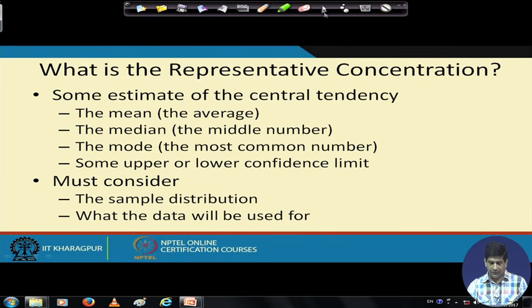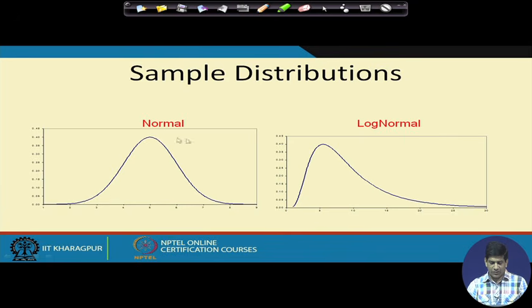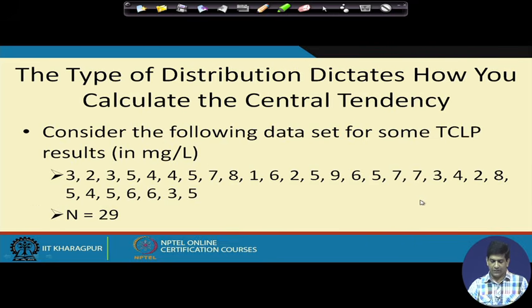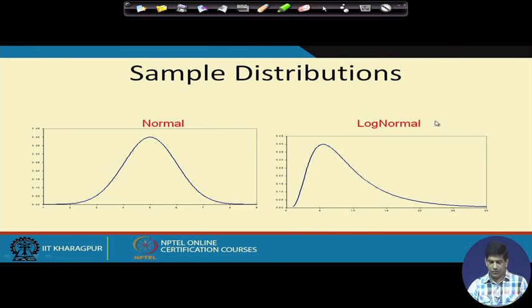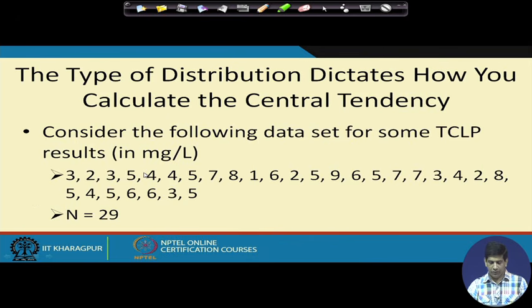In terms of sample distribution, this is the typical bell-shaped curve, and this is a log normal distribution, where you have a tail extending on one side. So that's the log normal distribution. And this is the normal distribution, which you all know.